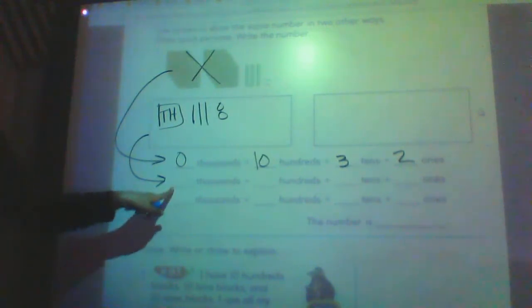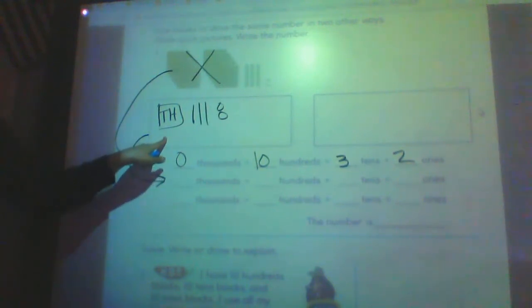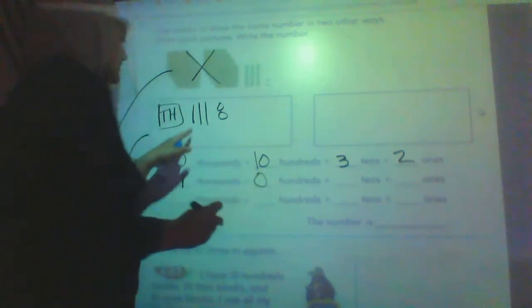Okay? All right, so let's write that information here. How many thousands do we see in this picture? We see 1 thousand. How many hundreds? 0. That's not a 100, that's a 10. How many hundreds? 0 hundreds. How many tens? 3. And how many ones? 2. Very good.